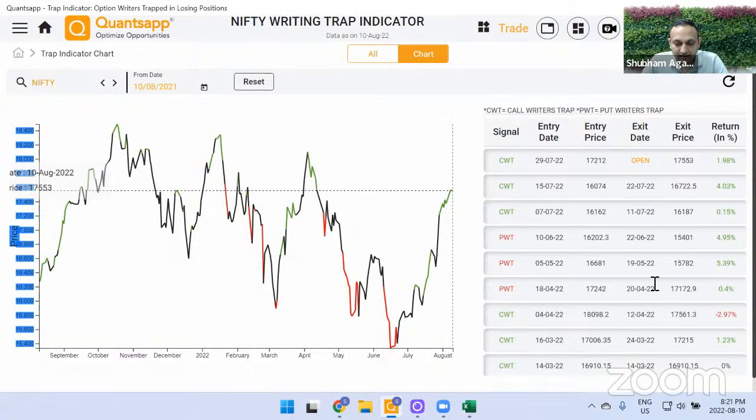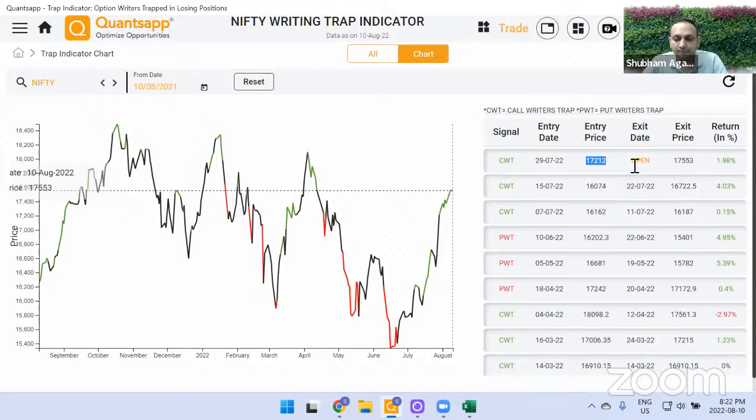What we can do is directly look at the table on the right-hand side. This table shows all the past signals that we have received with this kind of behavior, where either the call writers or the put writers have been trapped. If you look at Nifty, there was a recent signal on 29th of July, where the entry price on Nifty was 17,212. At that level, the algorithm was able to detect a pattern where all the call writers were shifting their positions very aggressively.